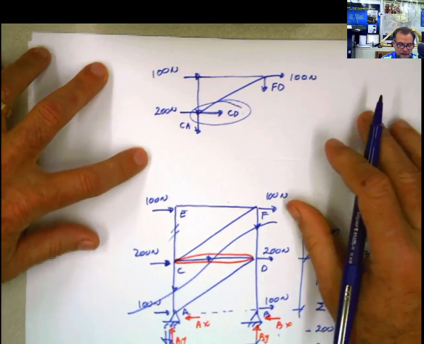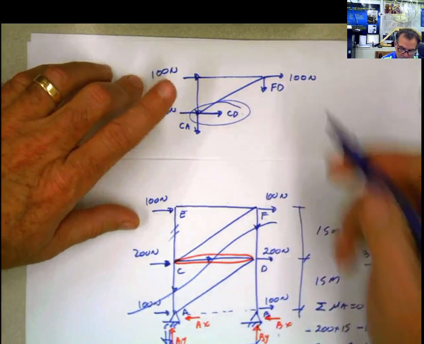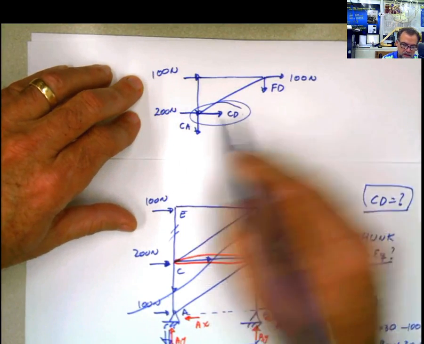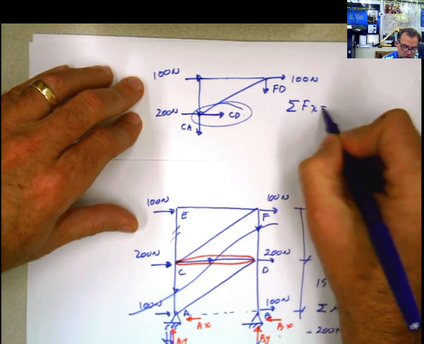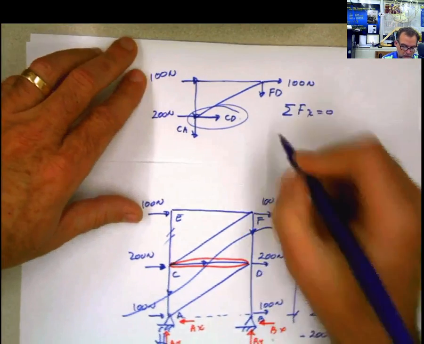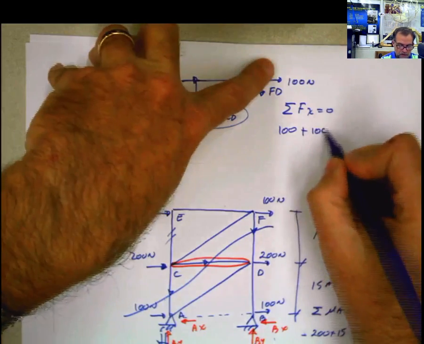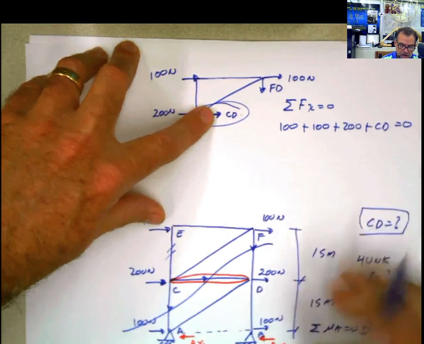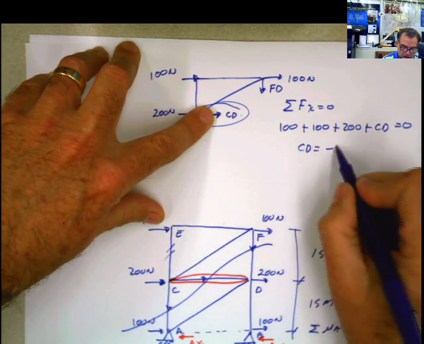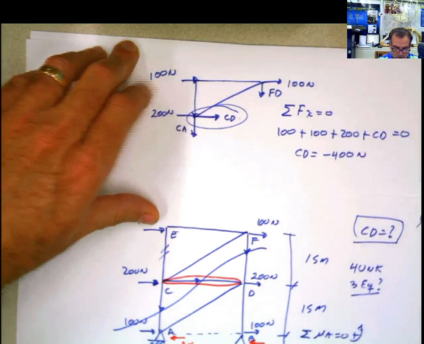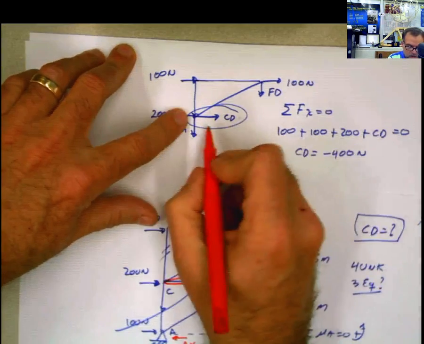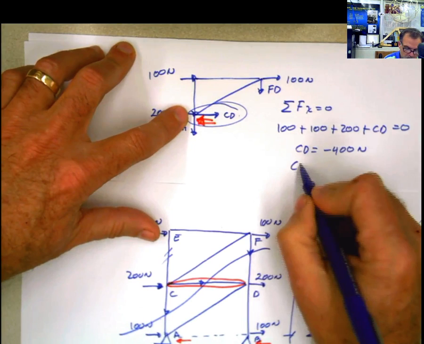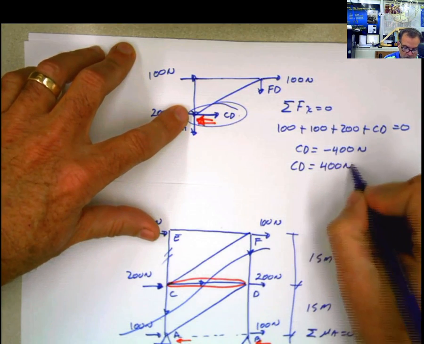How do you calculate CD? I'm going to start saying, oh, summation of forces, no, summation of moments here. No, look, it's the only unknown going in X. So I say summation of forces in X equals 0, and then you have 100 plus 100 plus 200 plus CD equals 0, and then you solve for CD. CD equals negative 400 Newton, which actually means that this force, which I assumed was leaving the joint in tension, is actually entering the joint in compression, so CD equals 400 Newton in compression.